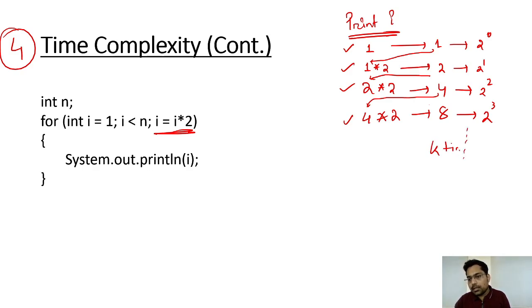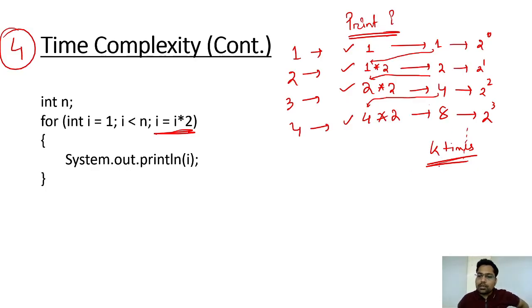For k times I'm running one. For the first time, we have checked the condition. First time it is running, second time it is 2 to the power 1, third time it is 2 to the power 2, fourth time it is 2 to the power 3. So for k times, the value would be 2 to the power k minus 1.